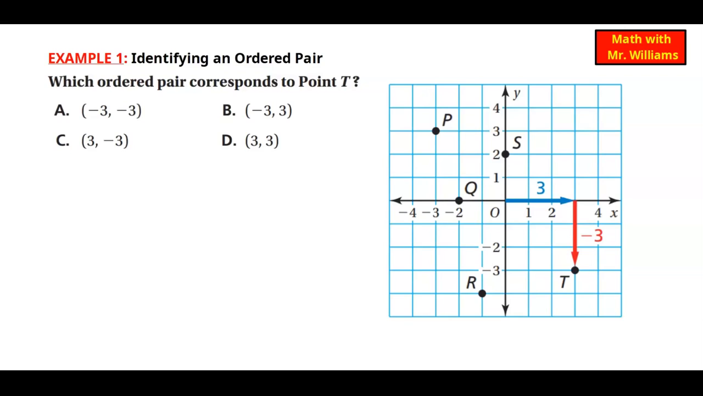Math with Mr. Williams, example 1, identifying an ordered pair. Which ordered pair corresponds to point T? We can clearly see here is point T down here.